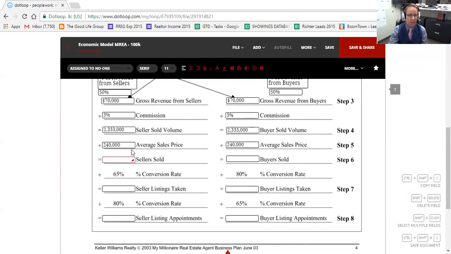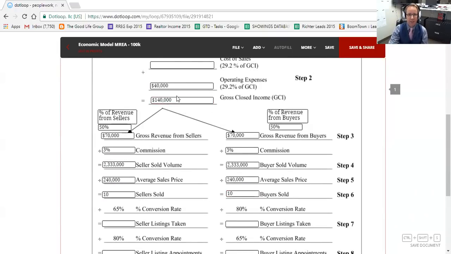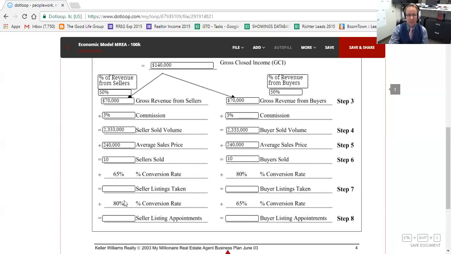Once you've got the seller sold volume and you divide, you're going to see that, just for easy math, this is roughly 2.4 million at a $240,000 average sales price. So that's going to be 10 sales on the seller side and 10 on the buyer side. Okay. So basically, what we're looking at right now is, to net $100,000 with $40,000 in expenses, all I'm going to need to do is 10 sellers and 10 buyers in the year. Now we've got to take a look at what we're going to have to do to get to those 10 sellers and 10 buyers.